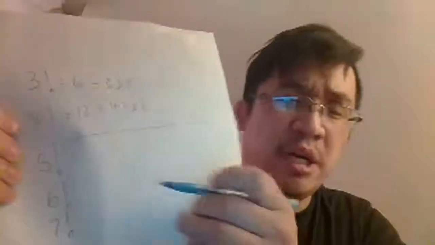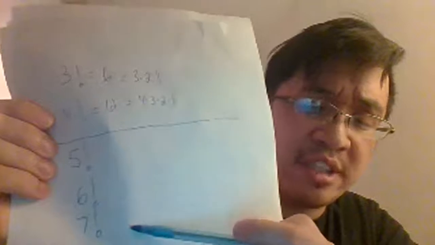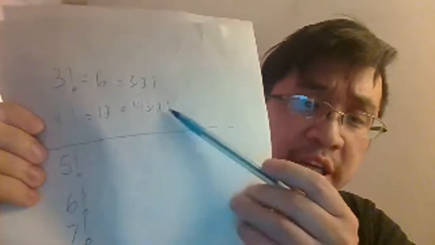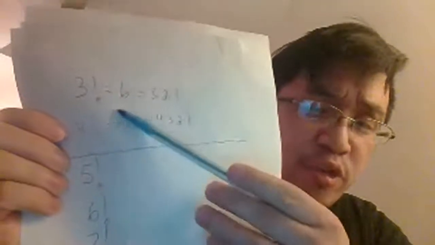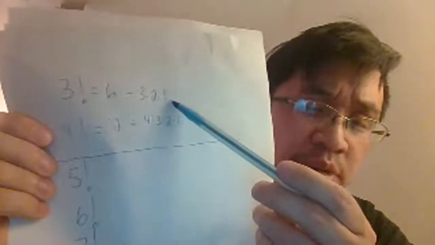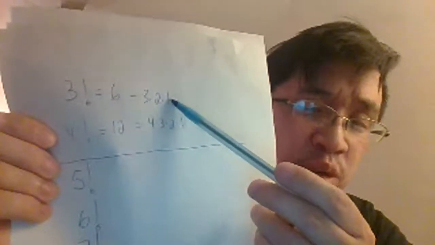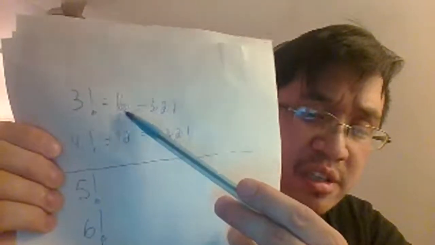Can you do these 3 problems? 5 factorial, 6 factorial, and 7 factorial. All you gotta do is you make a list. So for example, 3 factorial is 3 times 2 times 1. 3 times 2 is 6. 6 times 1 is 6, so your answer is 6.